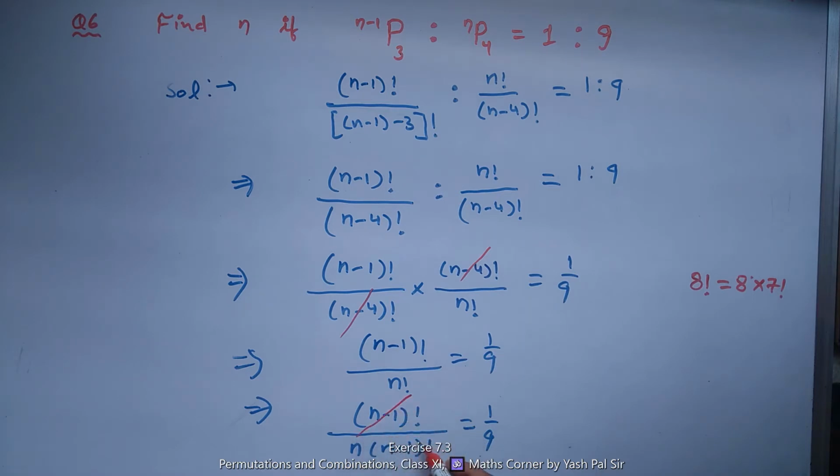Now (n minus 1)! is again cancelled. So we have 1 upon n is equal to 1 upon 9. From this we conclude the value of n is 9.